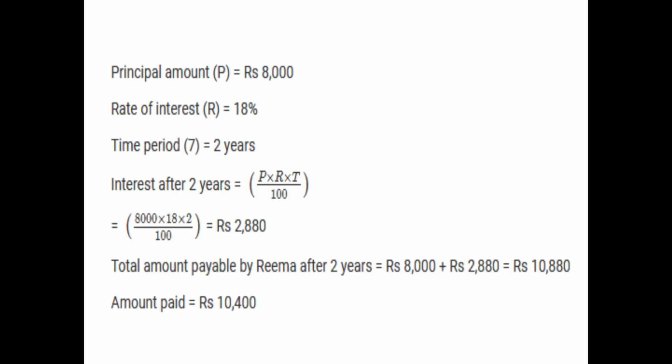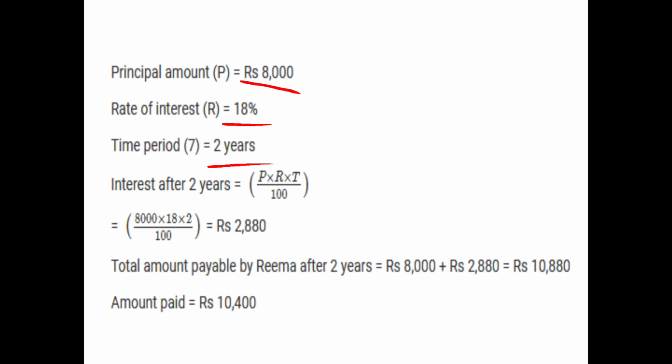Let me show the other example here. The principal amount P is equal to 8,000. Rate of interest, how many percent interest? That is 18%. Time period, how many years? That is 2 years, he is taking 2 years. And let us find the simple interest.